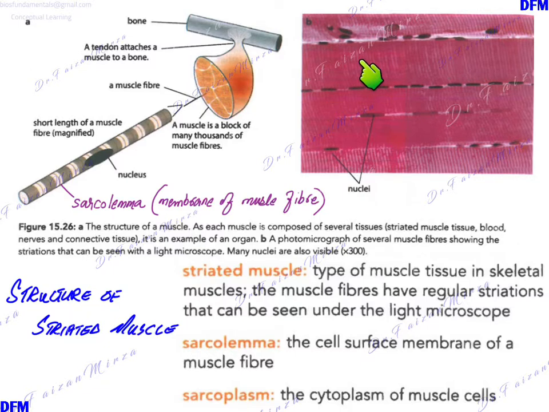This is how the stripes look at regular intervals when we look at the section of this muscle fiber under a light microscope. And this is at 300 magnification, and you can see individual nuclei here, and you can see these blood vessels supplying oxygenated blood to the muscle fiber as well.